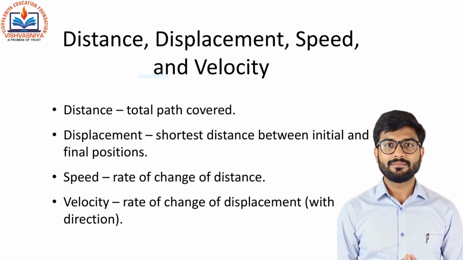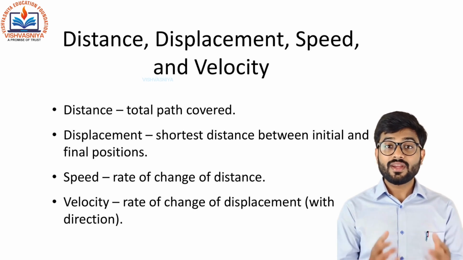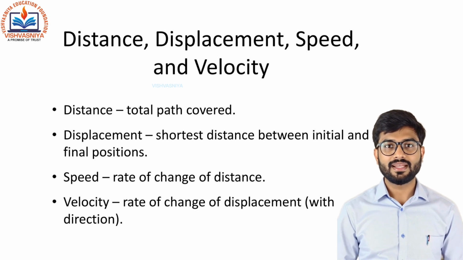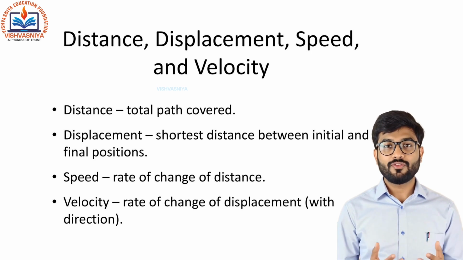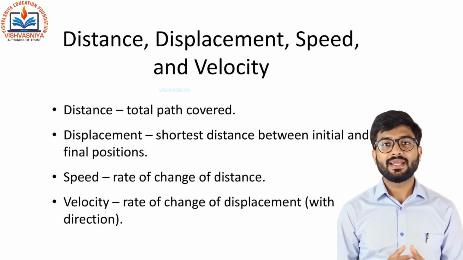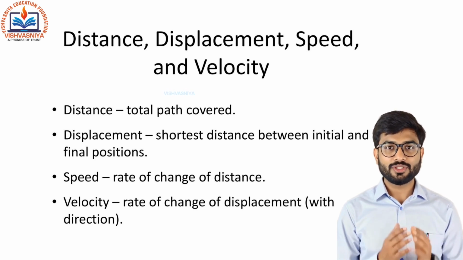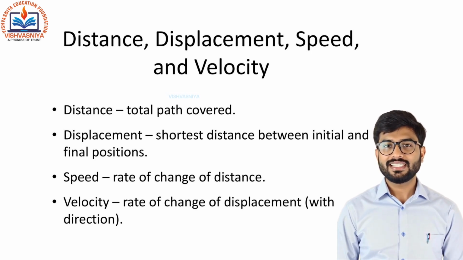Speed and velocity. Speed tells us how fast an object moves. Velocity tells us both how fast and in which direction. Speed equals distance divided by time. Velocity equals displacement divided by time. If a car covers equal distances in equal intervals of time, it has uniform velocity. If either speed or direction changes, the velocity becomes non-uniform. Example, a cyclist moving around a circular track at constant speed has changing velocity because the direction keeps changing.